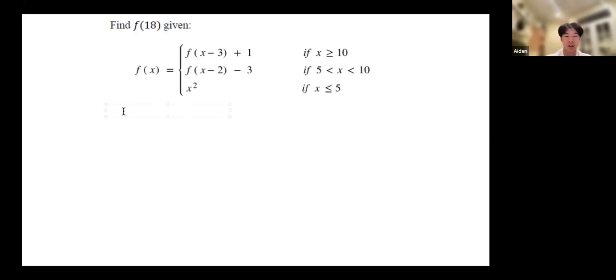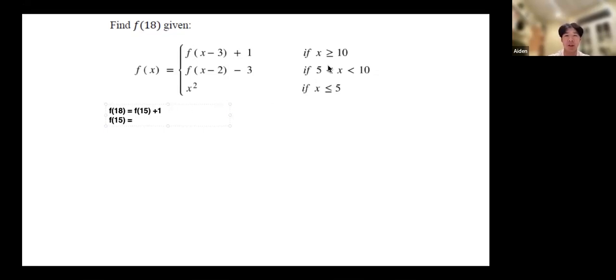Starting off, we start with f of 18, which is what we were trying to find. If we look at the three cases up here, 18 is greater than 10. So f of 18 is equal to f of 18 minus 3, which is 15, plus 1, since we're following this case at the top. Now we're trying to figure out what f of 15 is, so we can solve what f of 18 is.